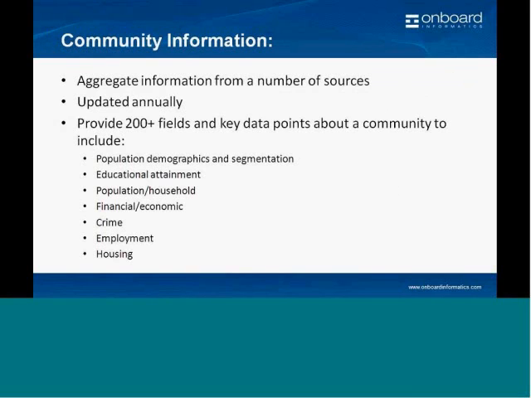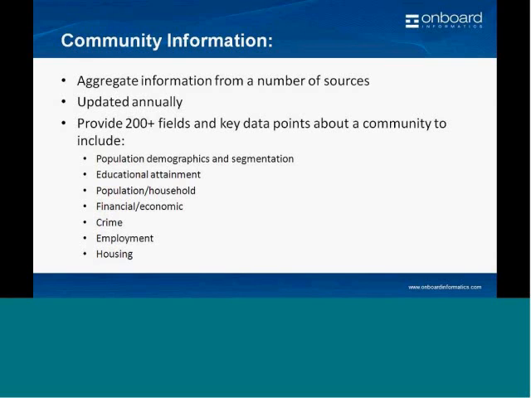Last is community information. Last component that I'm going to talk about, and this is really the flavor of an area. This is population demographics, educational attainment, how many people in the household, what's the economic look about the area, crime rates, employment, housing, weather. It's all of those very statistically oriented components that define what a neighborhood is like around a listing.